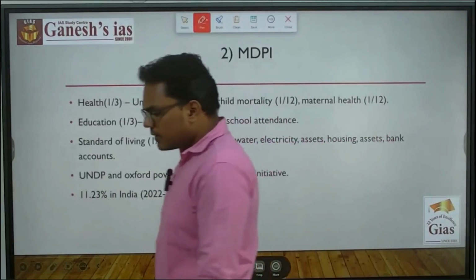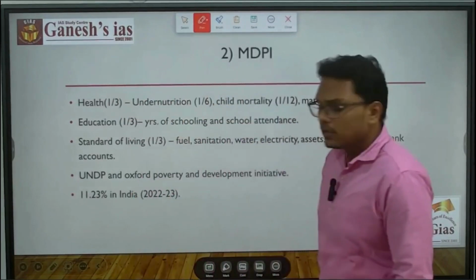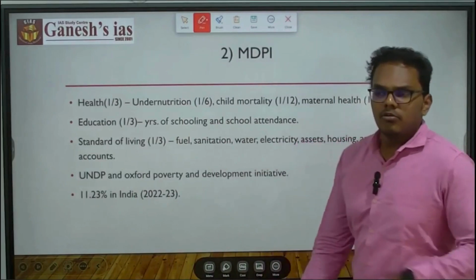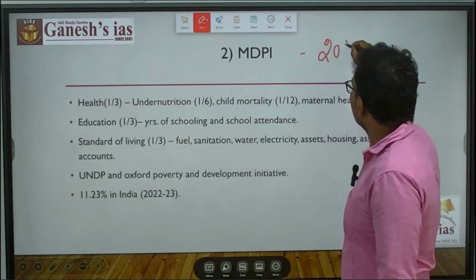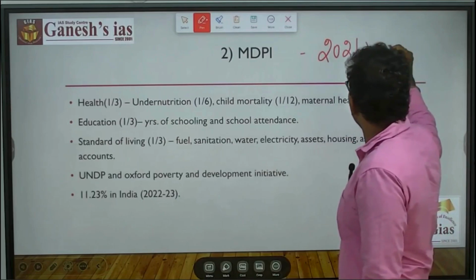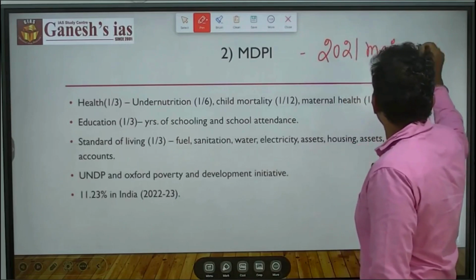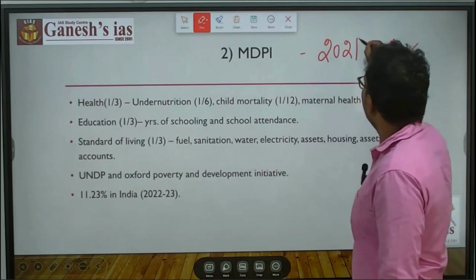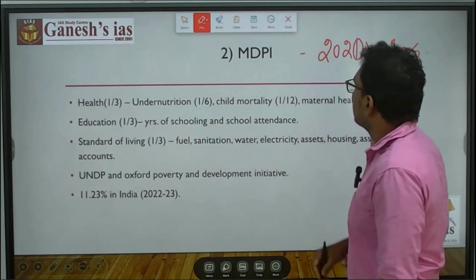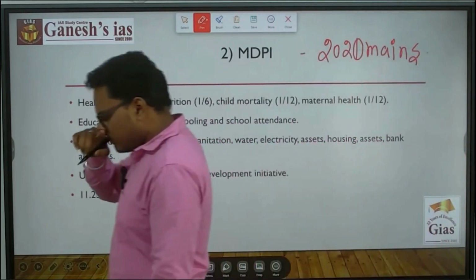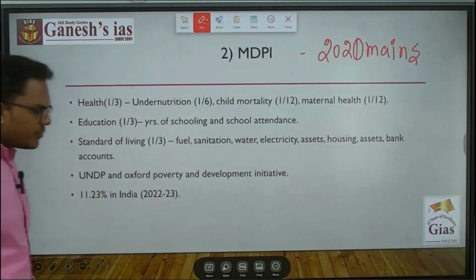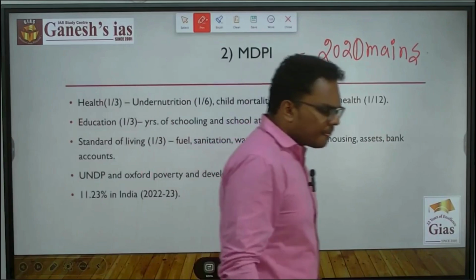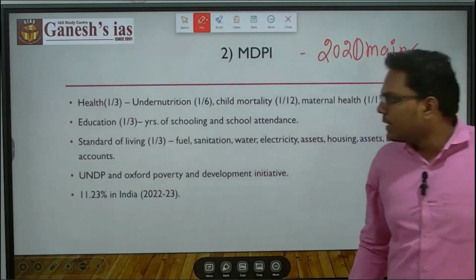Next is the multidimensional poverty index. I don't know how far they have asked it in prelims, but in 2020 mains it was asked, GS2 or GS3, I don't remember, but MPI was asked. So as far as the multidimensional poverty index is concerned, you need to know the dimensions and the indicators.